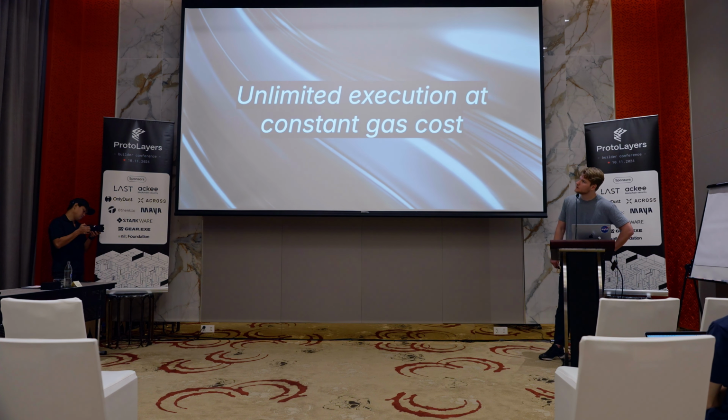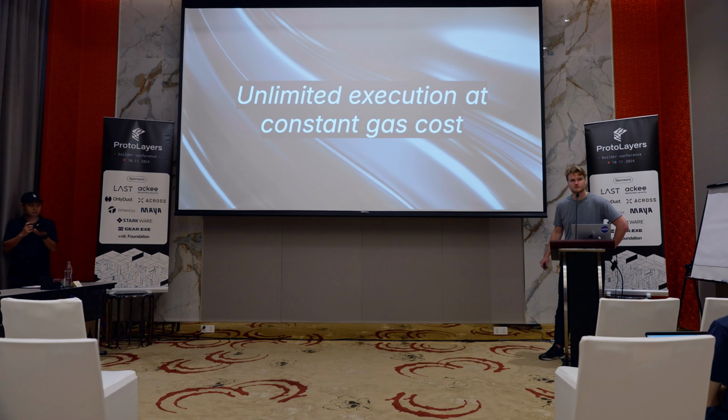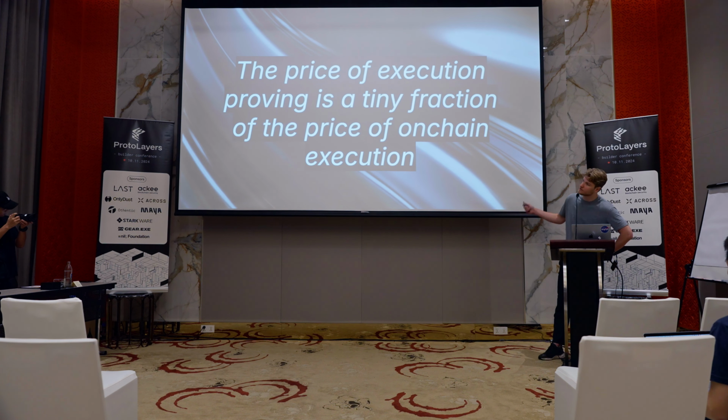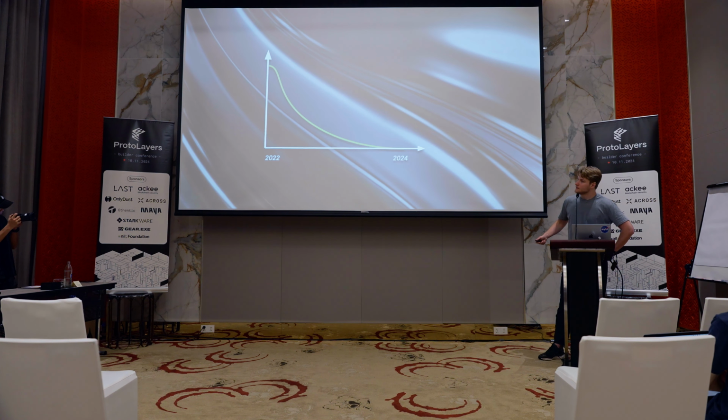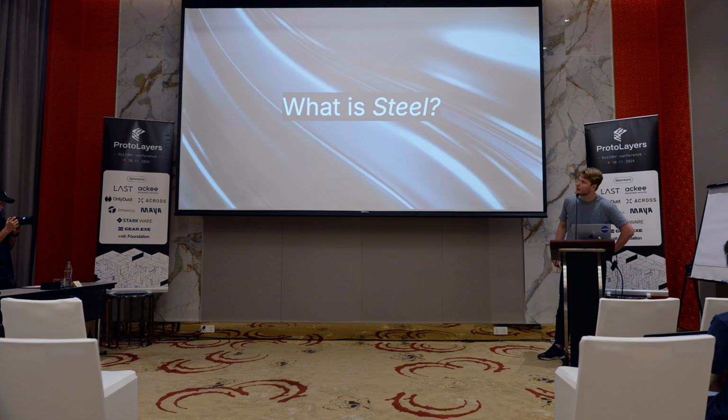So what does it unlock? Well, unlimited execution at a constant gas cost. The constant gas cost is just the gas cost of the verification of the proof. And the price of execution proving is just exponentially going down. It's a tiny fraction of the price of on-chain execution. And the price has just been going down and down since the Risk Zero zkVM, so the price of proving is just getting lower and lower.